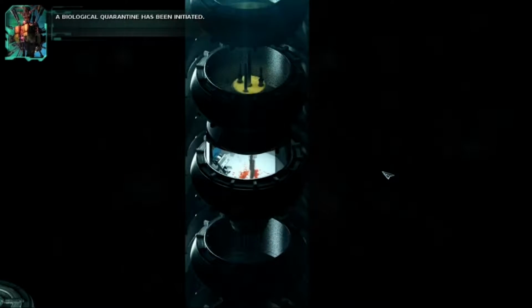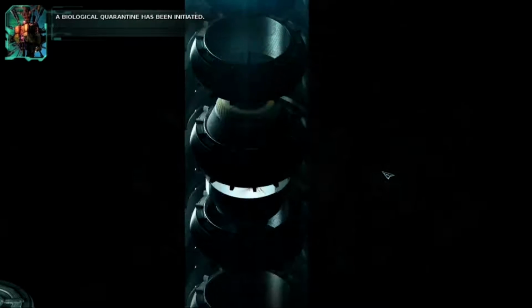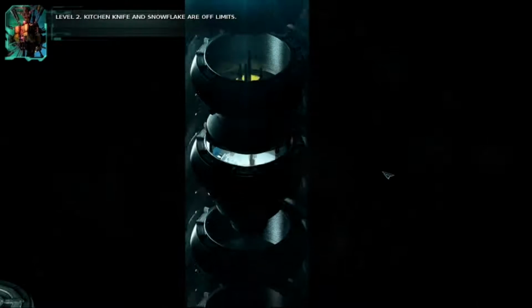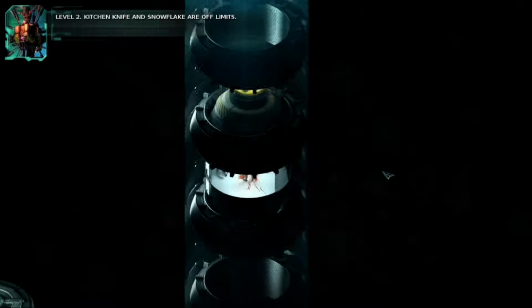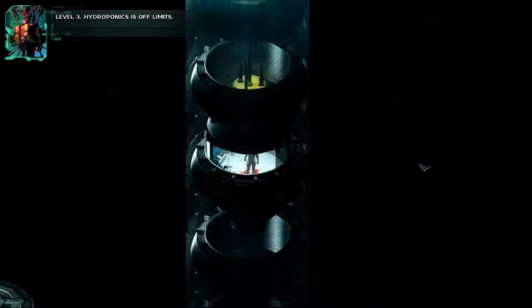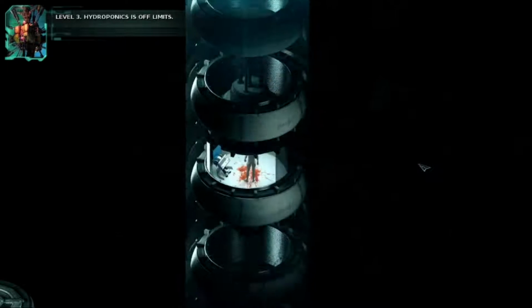We are trying to look for our daughter. A biological quarantine has been initiated. What? Level 2. Kitchen and snowflake are off limits. Okay, kitchen is off limits. Level 3. Hydroponics is off limits. Okay.